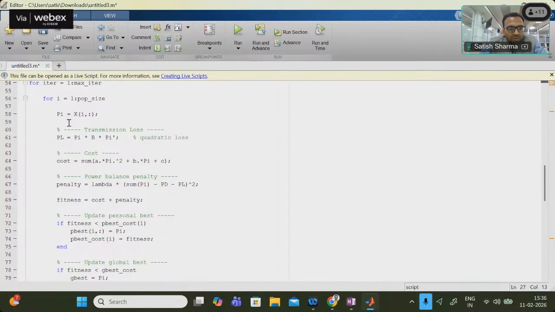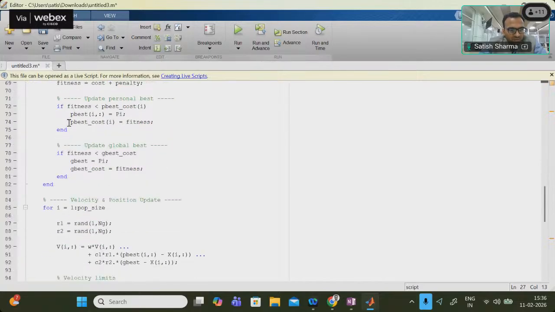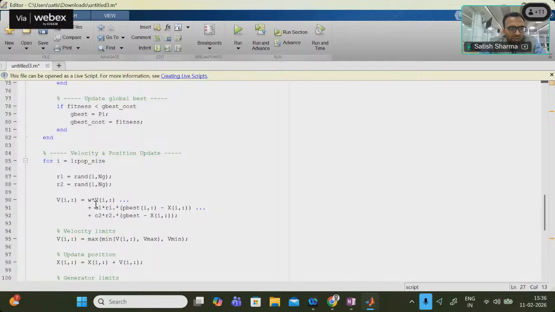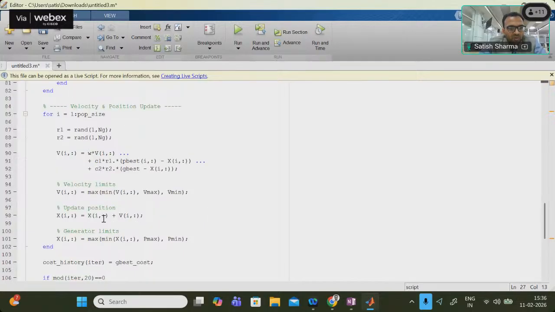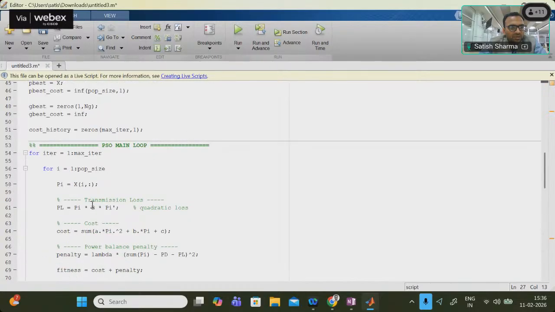Here we are using some lambda and the penalty function, the cost function, and some velocity is needed here, w. So I can change that velocity, and in the very first part I can put that w equals to w max minus.